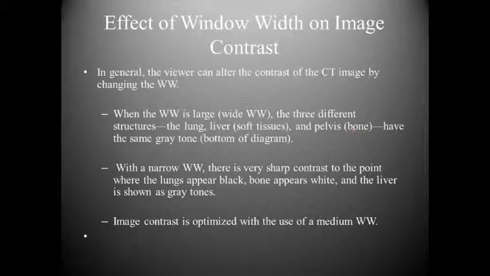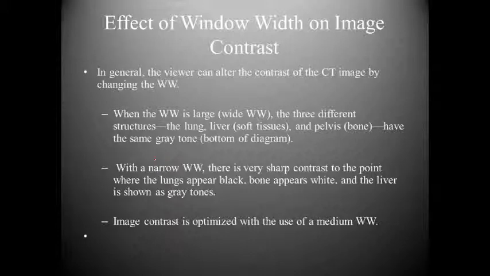In general, the viewer can alter the contrast of the CT image by changing the window width. So instantly you can change the window width. When the window width is large, such as a wide window width, 3 different structures, such as the lungs, liver, and pelvis, have the same gray tone. On the other hand, with a narrow window width, there is a very sharp contrast to the point where the lungs appear black, bone appears white, and the liver is shown as gray tones.